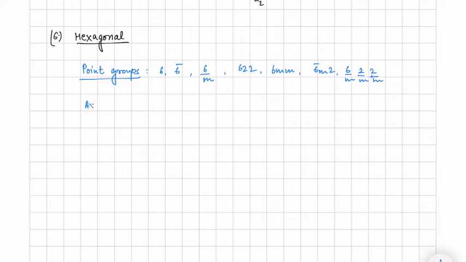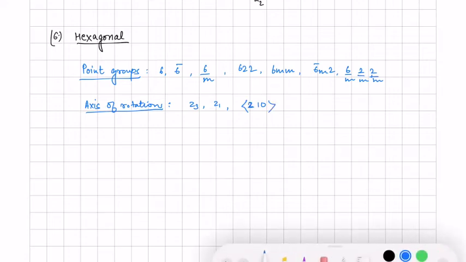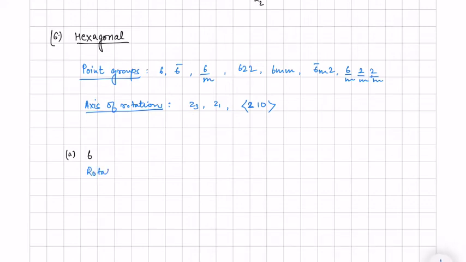And what are the axes of rotations? They are first is Z3 or the C axis, then Z1 or the A axis, then it is along the direction 210. Okay, so let us start with the first and the simple one, that is 6. This is a 6 fold rotation, that is a rotation by 60 degrees.